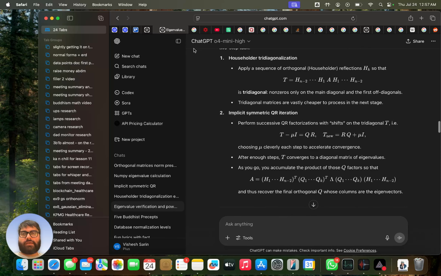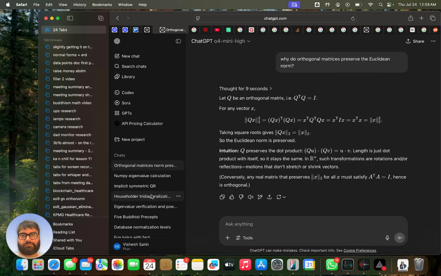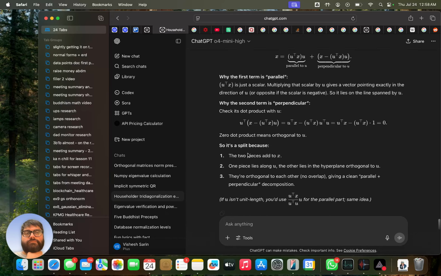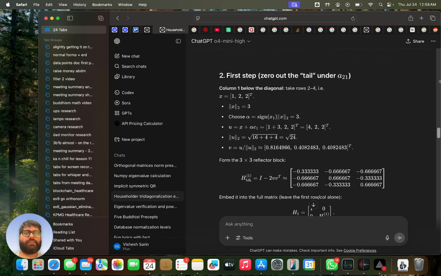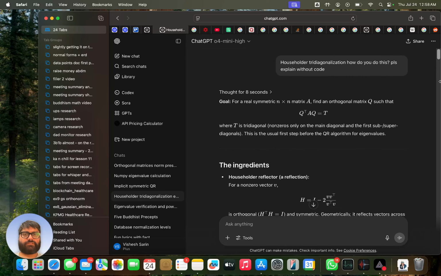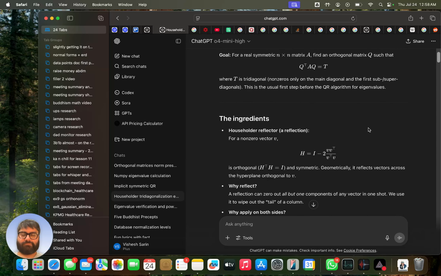So going into Householder tridiagonalization, I had a whole other chat for that. Oh, no, not that one, this one. Just to understand how the steps worked and stuff like that. And I didn't understand it immediately, but I'm going to pretend like I did while I'm explaining it.